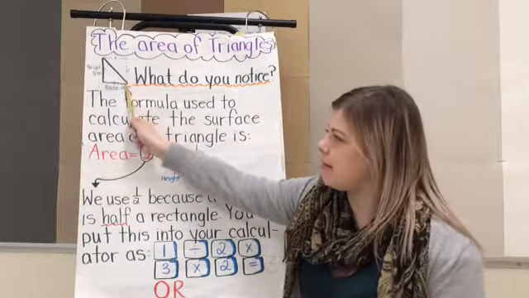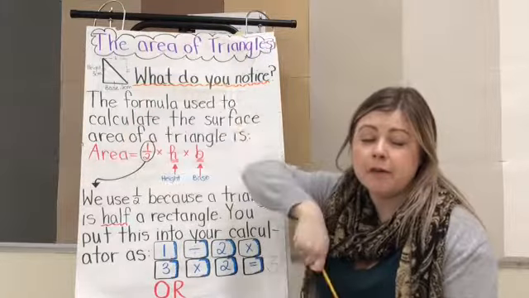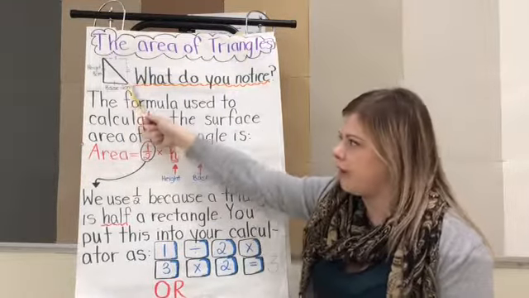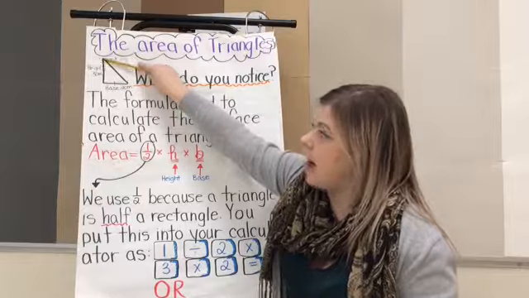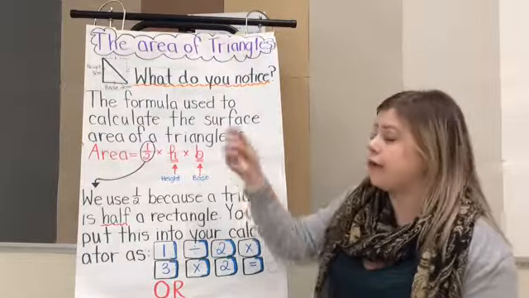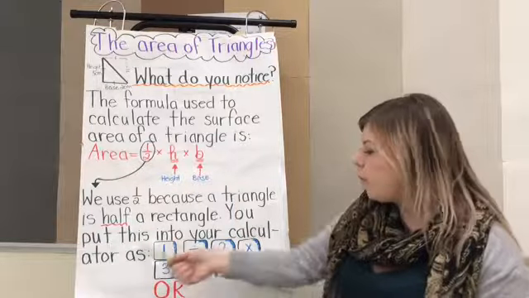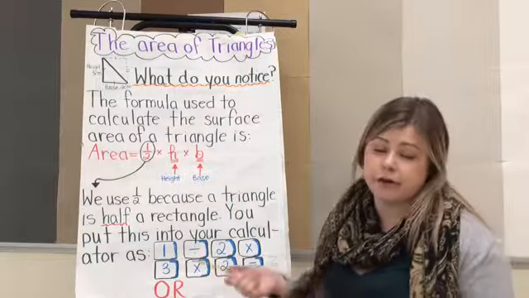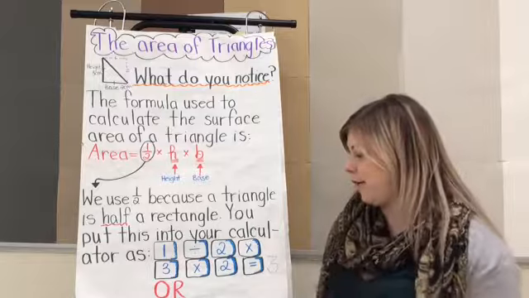Now the base is this length on the bottom, which you'll remember from your rectangles was called the width. And the height is the height of your triangle, which before was called the length. And now in a triangle, we call it the height. So we have these sort of calculations to plug into your calculator. There's two ways you can plug this into your calculator.